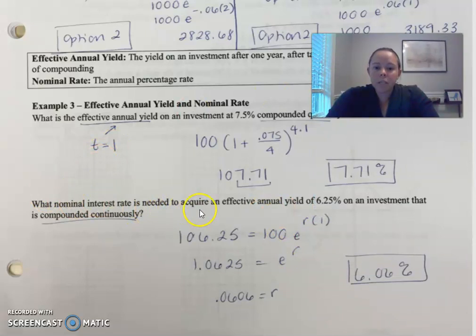Now on this last one here, let me move my face up. What nominal interest rate is needed to acquire an effective annual yield of 6.25? So we're working backwards this time. So we know the effective annual yield. So we'll do 106.25 equals 100, and we're compounded continuously, so e to the r times 1. So for this, you would divide over 100, natural log both sides, and you get 0.0606, or 6.06. That's your nominal rate. And you'll notice these are always going to be close to each other. Your effective annual yield should be higher.